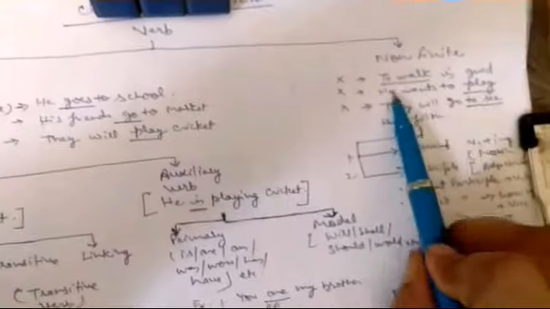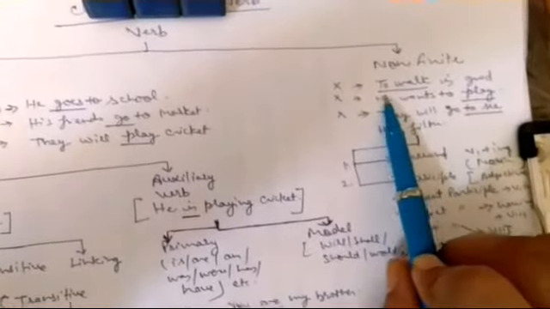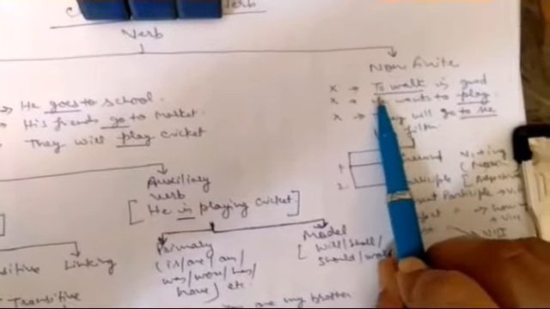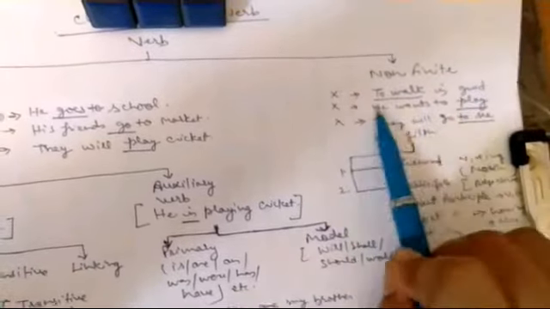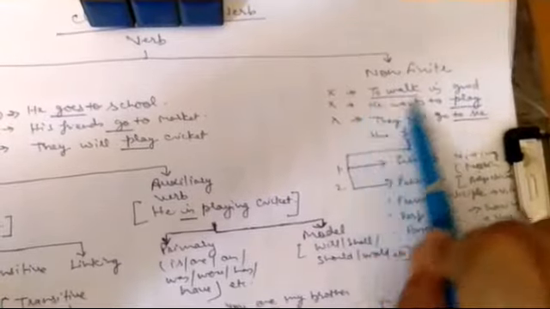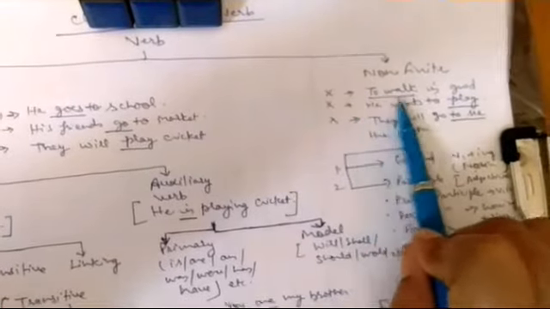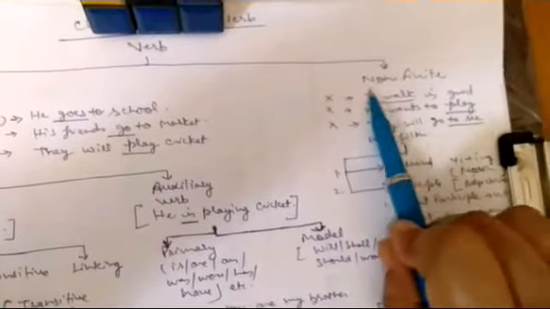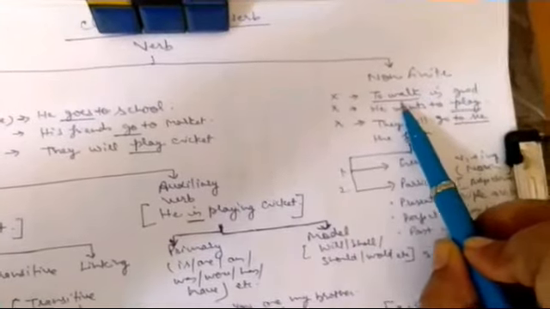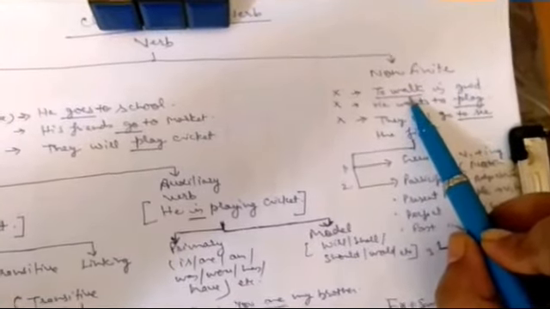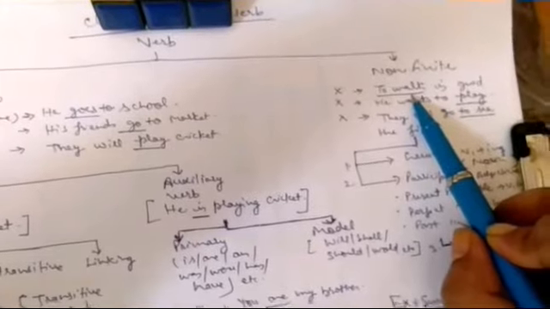Okay, how? You can see the example: to walk is good. So to walk is an infinitive, to plus V first. This is the noun in the sentence. To walk is good. So this is the noun. It does not indicate any time, person or number.